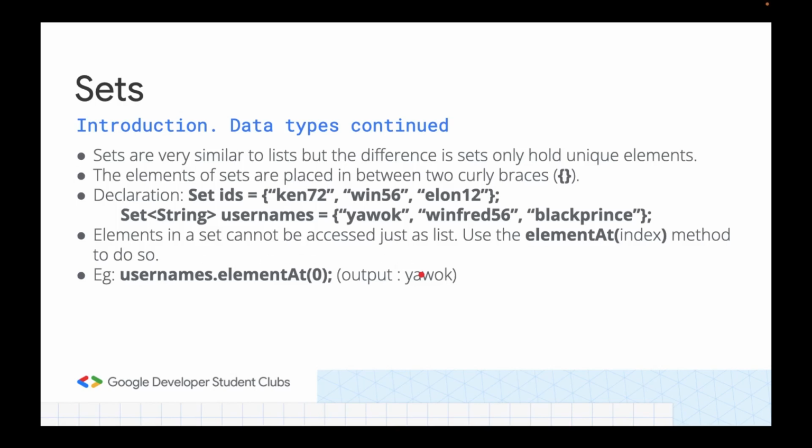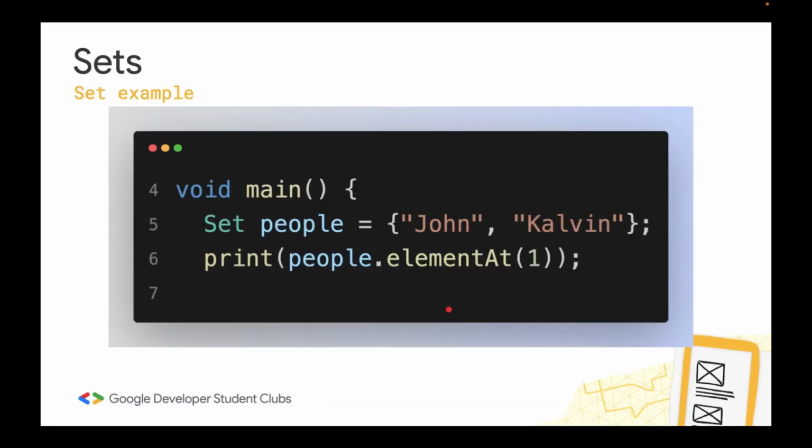You can't access the elements of a set with subscripts, so you are only limited to using the element at, just as we saw in the lists. So you can have something like usernames, and then you get the element at 0. The element at index 0 is CLK, so this will return CLK over here. This is a code example for sets, just returning the elements as sets.